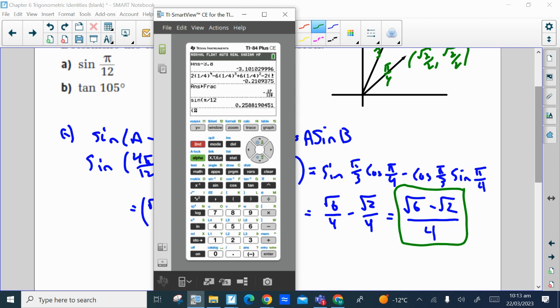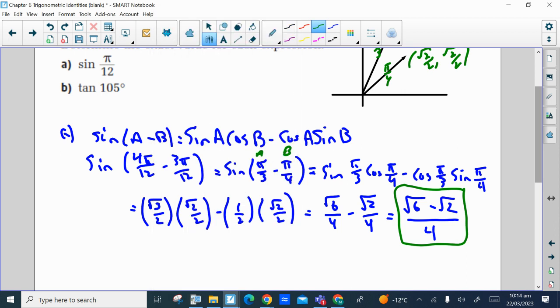So the answer we got was the root of 6 minus the root of 2, all together in the numerator, all divided by 4. We get exactly the same decimal. So that shows that the answer we got is correct, but we got it as an exact value. Your calculator will not give it to you as an exact value. As we've seen, we can use our calculator to check our answer, but it doesn't give us the answer as an exact value. You need to use the difference identity for sine in this case to do that.